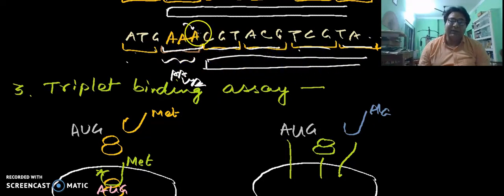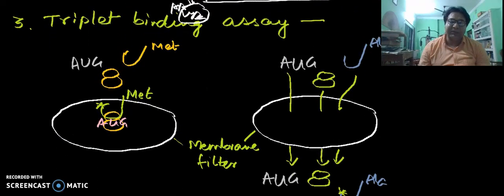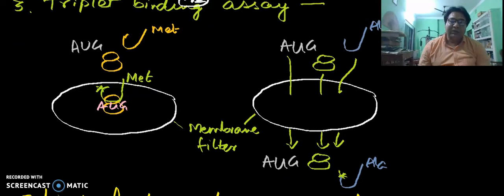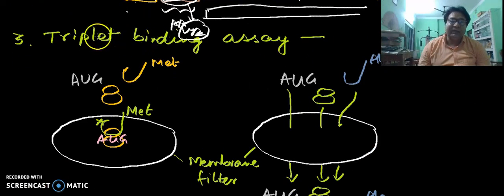That also means that these new three nucleotides incorporate a new amino acid. That also means that genetic code is triplet in nature, and restoration of the reading frame is also a proof that the genetic code comprises of three nucleotides. The last proof is this triplet binding assay. Triplet binding assay.